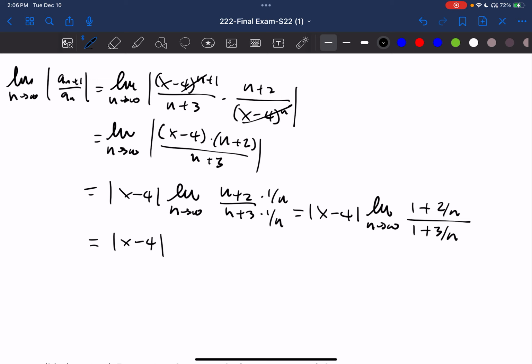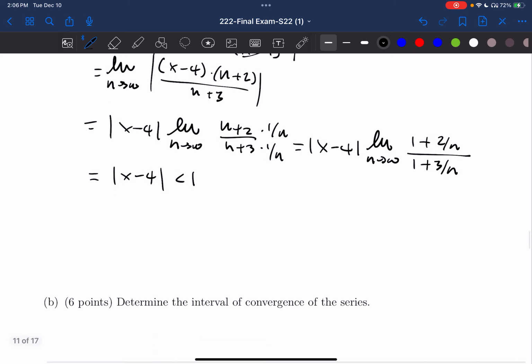And for this to be convergent by ratio test, this needs to be less than 1. So we can see our radius of convergence is going to be equal to 1.